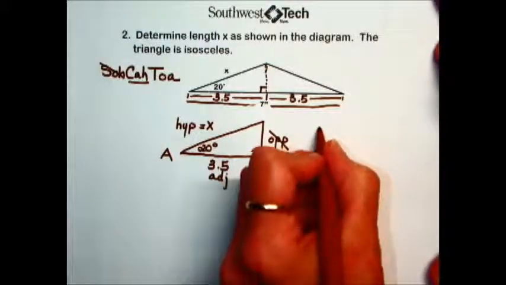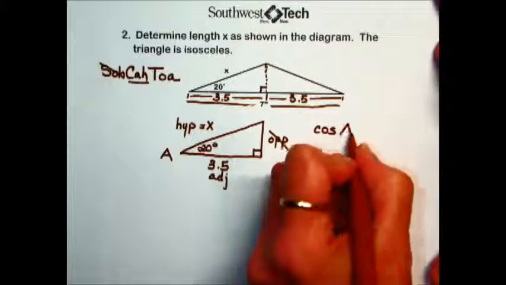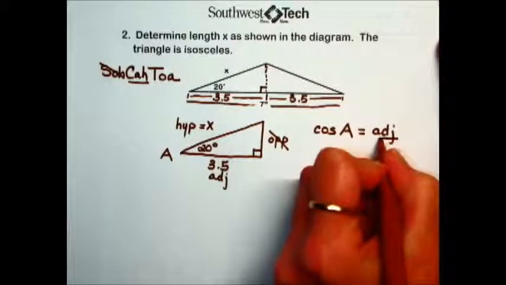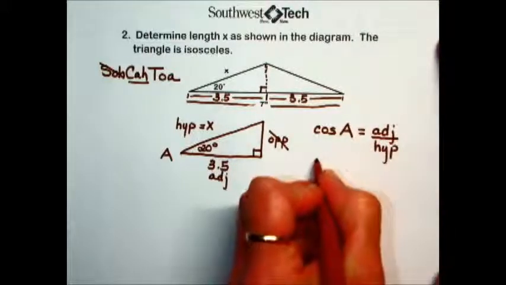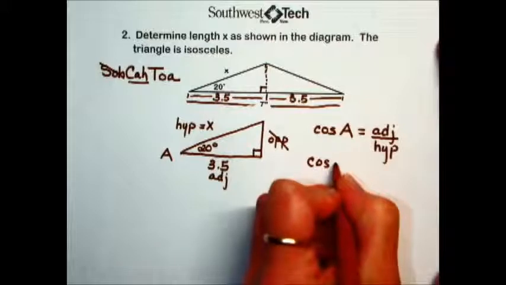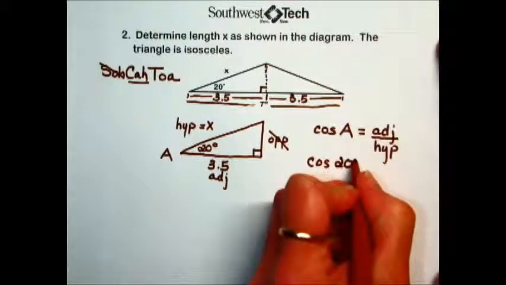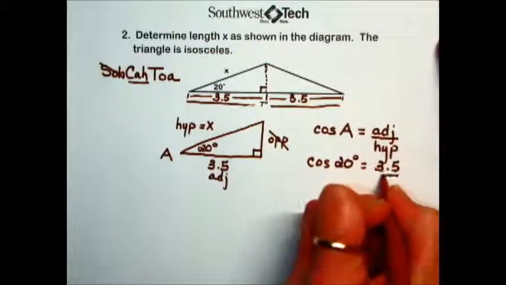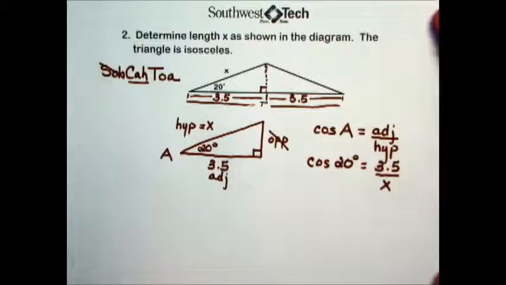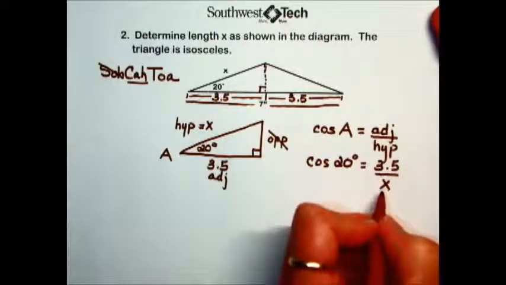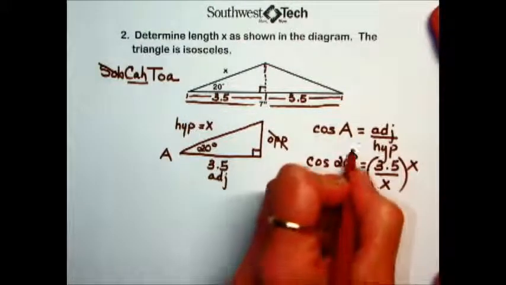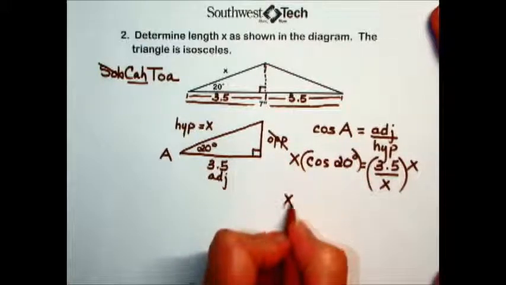Cosine of the angle is equal to the adjacent side over the hypotenuse. Replacing the variables with the values that we know. The acute angle, our reference angle, has a measure of 20 degrees. The adjacent side is 3.5, and the hypotenuse is our unknown. To solve this equation, we want to get rid of the denominator, and so we'll multiply both sides by x to maintain equality. We'll leave the left-hand side as is for right now.